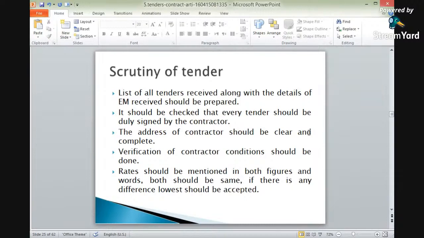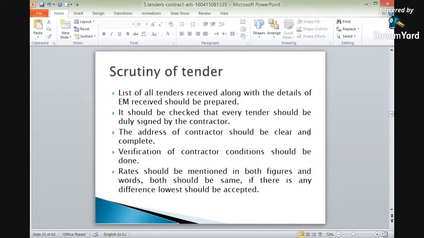The list of all tenders received along with the details of the EM, that is the earnest money received, shall be prepared. Again, next important point: it should be checked that every tender is duly signed by the contractor. Every tender document will be signed by the contractor. It should be properly checked.